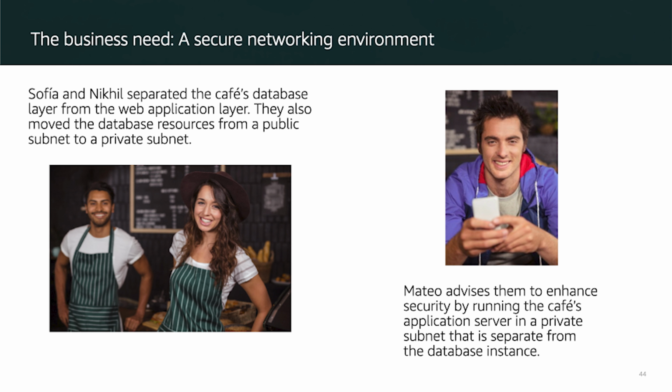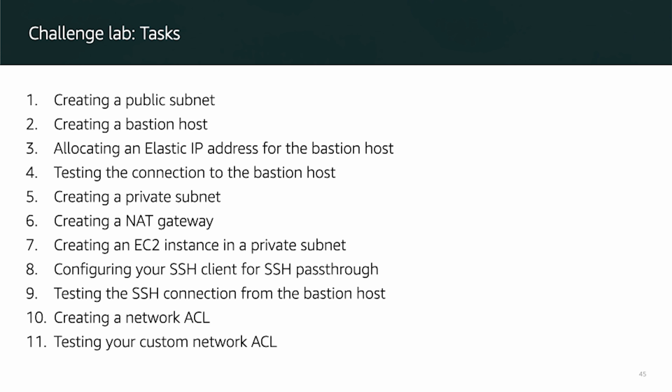In this challenge lab, which I believe is one of the most important practical labs that you will do in my class, you create a public subnet, create a bastion host, then you allocate an elastic IP address to the bastion host, you test the connection to the bastion host, you create a private subnet, and then you create a NAT gateway, then you create an EC2 instance in that private subnet, and now you want to test that you can use an SSH client for SSH pass-through, and you test the connection from your bastion host to the private resources you have in the private subnet.